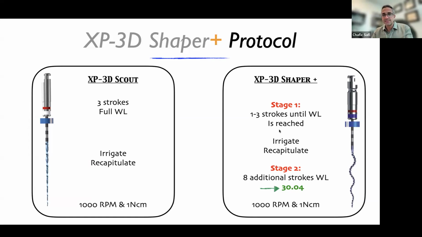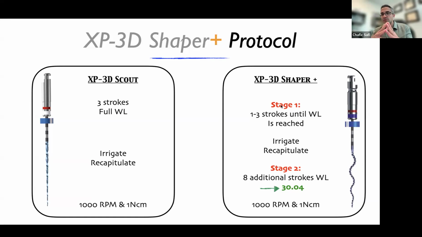Now, in certain cases, even after giving 3 strokes, sometimes the Shaper Plus does not reach working length. That's fine. You will irrigate, recapitulate, and redo stage 1, and at this point, you will get to working length. We meet these cases especially when you have a curved case or a very calcified case. It might require you to do stage 1 twice in order to reach working length.